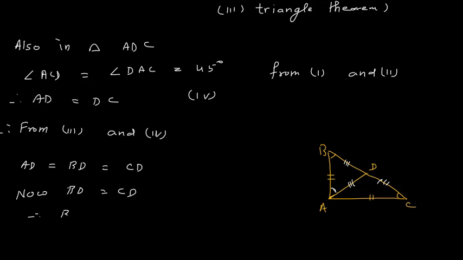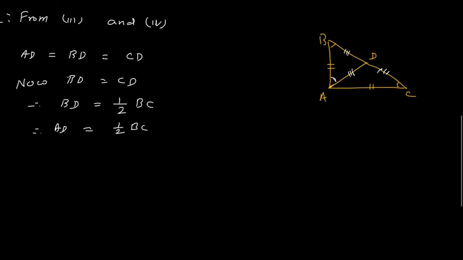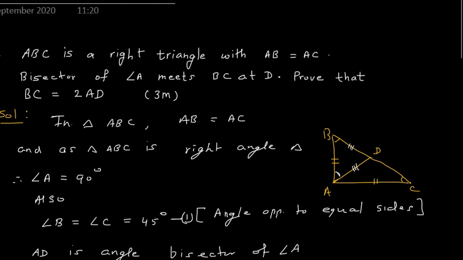Therefore this BD I can write as half of BC, because BD plus DC is BC. So therefore this AD is half BC. Therefore 2 times AD is equal to BC. Hence proved. So we have proved that 2 times AD is equal to BC. In the question we have to prove that 2 times AD is equal to BC or BC is equal to 2AD.